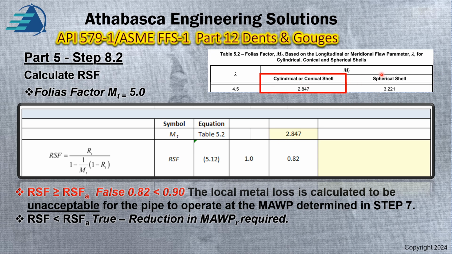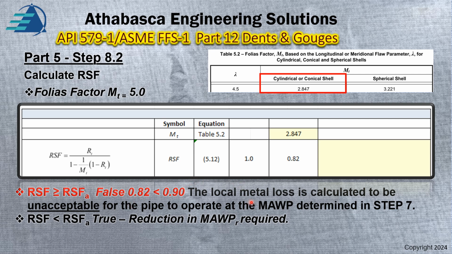So we get a value of 2.847. Pop it in there, and then we get an MT. We drop that value down to here first, and then we calculate RSF to be 0.82. So then we do a check. We say, well, just like the chart said, we have to do a reduction. And this tells us by how much, right?